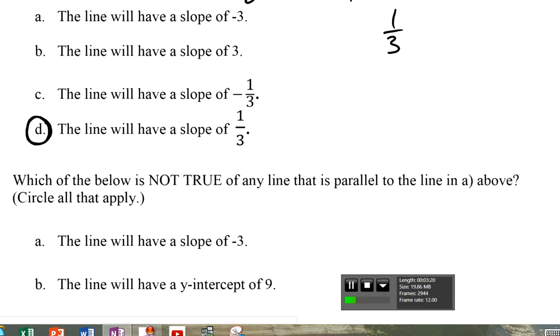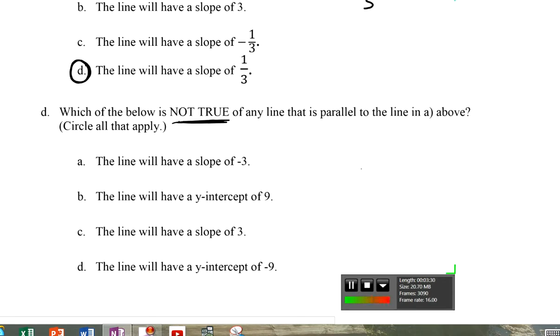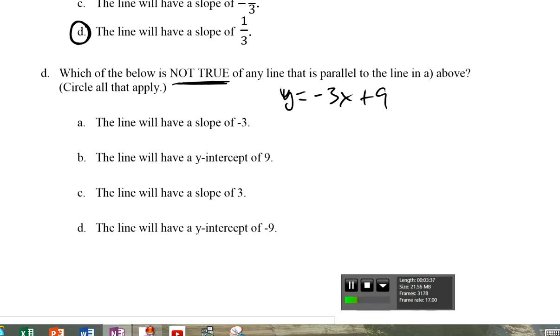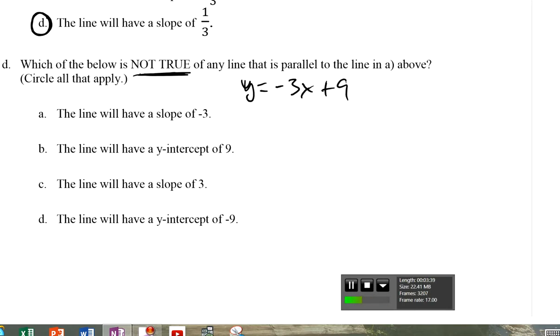Now, this next one is really confusing. It says I'm trying to identify the ones that are not true. That means some of them are going to be true, and I don't care about that. I want the ones that are not true. And it's the same equation, y equals -3x plus 9. It says, which of the following will be not true to any line that is parallel to the line above? If a line's parallel to this, what's the slope? Any line that's parallel, we what? Not 3. Not 1/3. -3. Thank you, Michael.